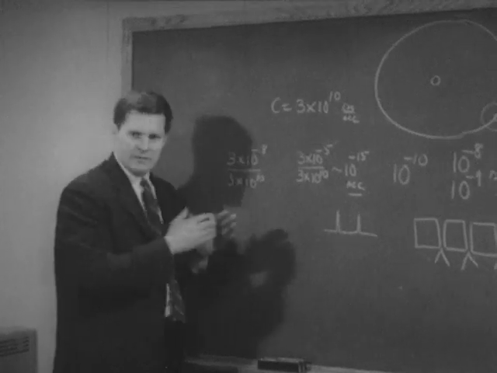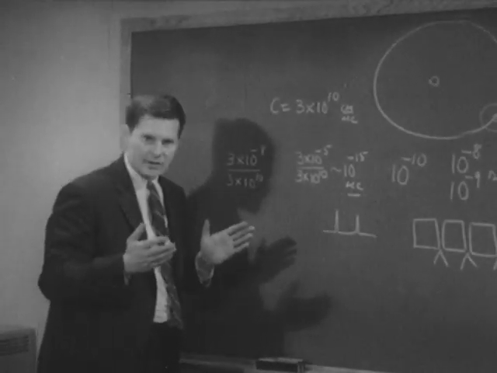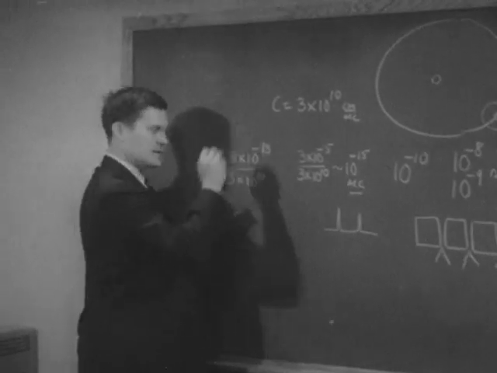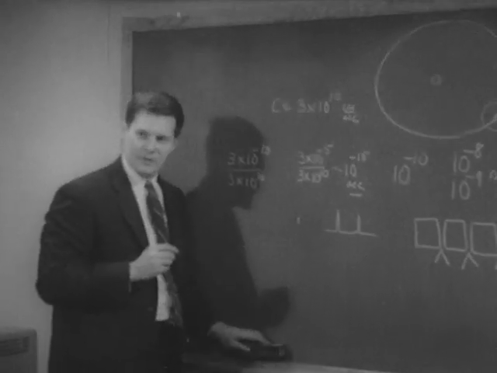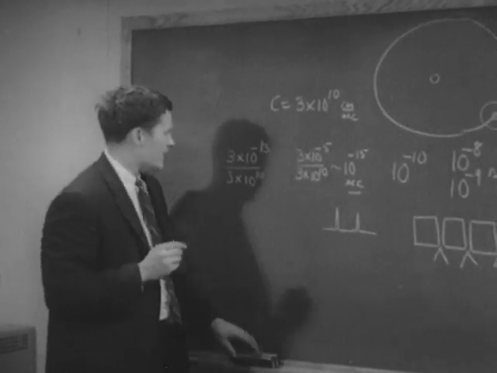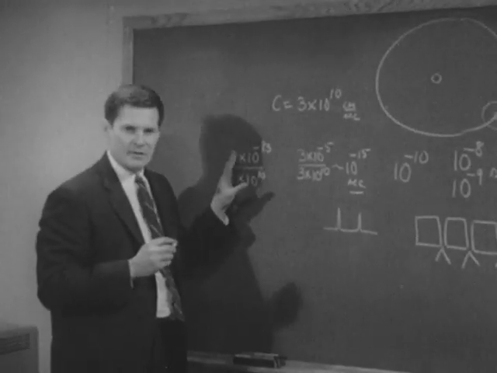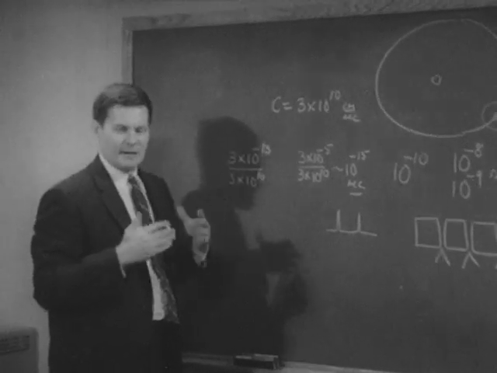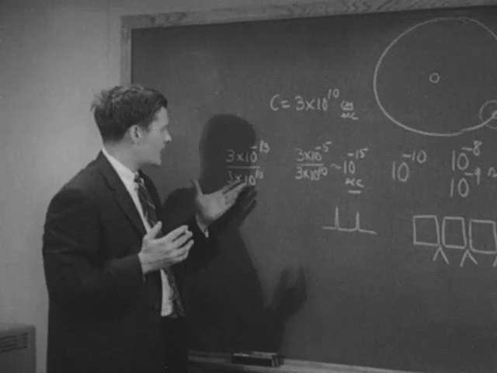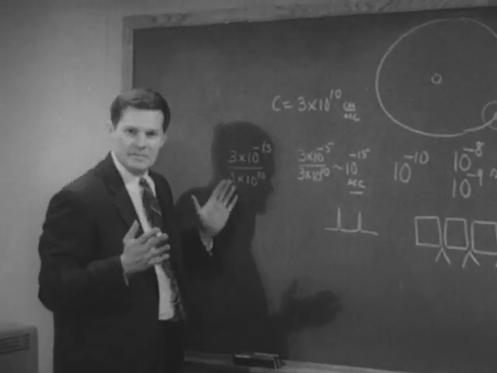And now if we consider a nucleus, we get to even shorter times. A nucleus has a diameter of around 10 to the minus 13 centimeters, and now the time for light to cross the nucleus would be 10 to the minus 23rd seconds. Now you can't observe those times, you can only imagine them, and of course one can talk about them, and we're not sure just what they mean. And in fact, nobody knows.